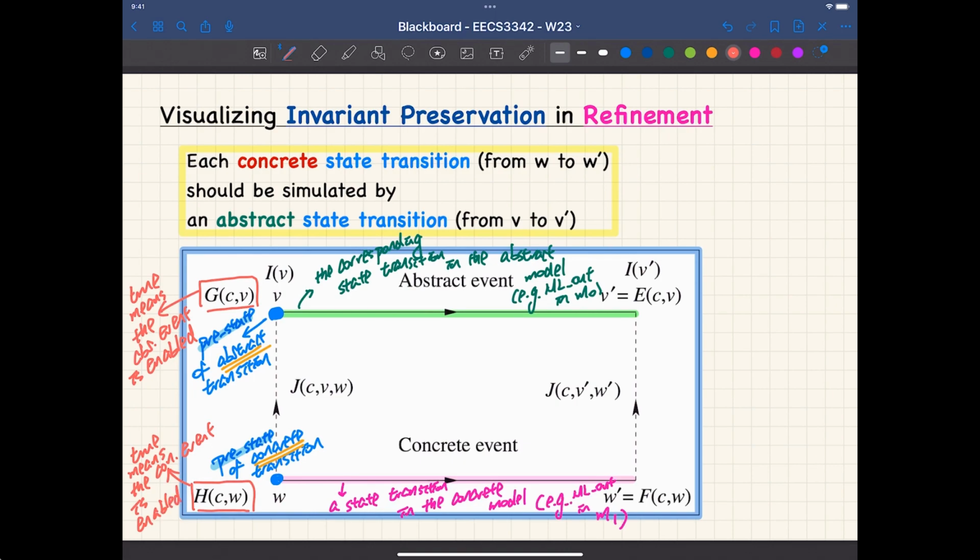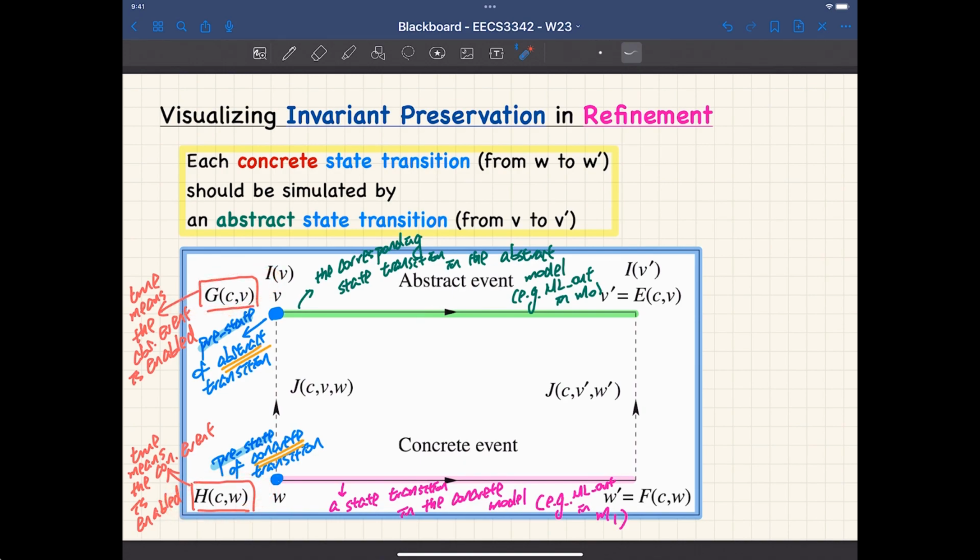If one event is enabled but not the other one, we cannot see the correspondence. Right? And remember what we said last time about guard strengthening. Now you can see why it's actually necessary. If I have my concrete events enabled over here, in order to claim that this is the corresponding abstract events, its guard must be enabled as well. Otherwise, it wouldn't make sense. So that means H should imply G. That's the guard strengthening that we talk about, right?